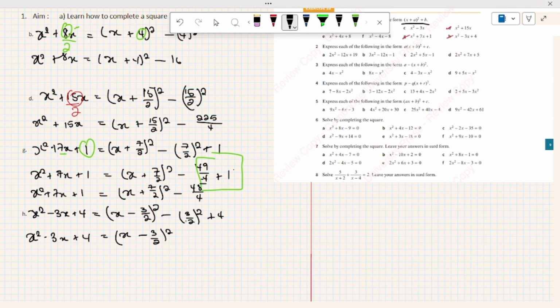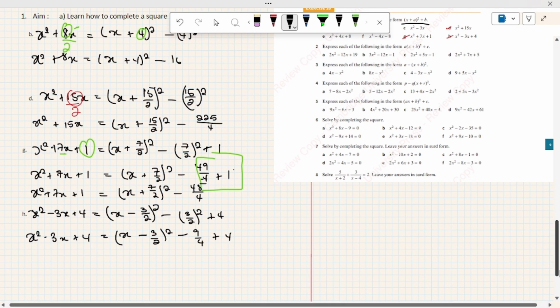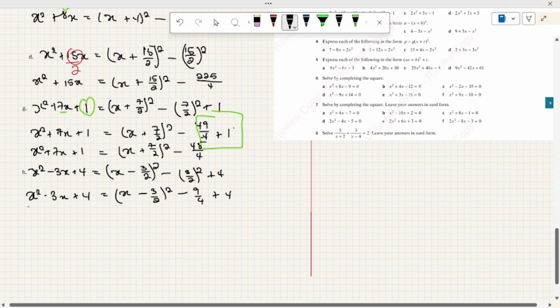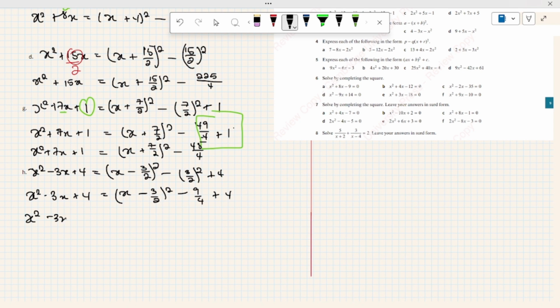What product are we going to get here? It's going to be 3 squared, it's going to be 9, minus 9 over 4 plus 4. Right. And then our final answer is going to be x squared minus 3x plus 4 is equal to x minus 3 over 2 squared, then minus 9 over 4 plus 4. Simple equations, guys. Simple. So now we're going to solve this.